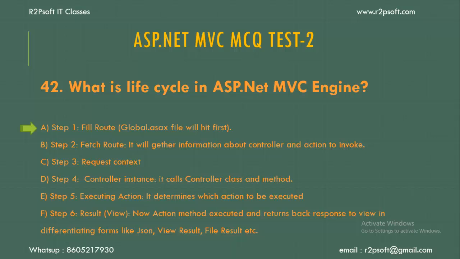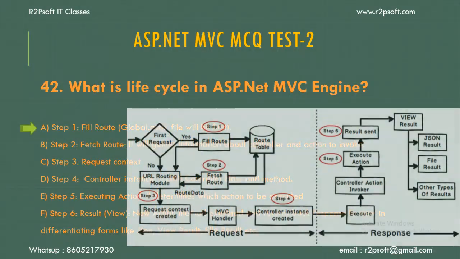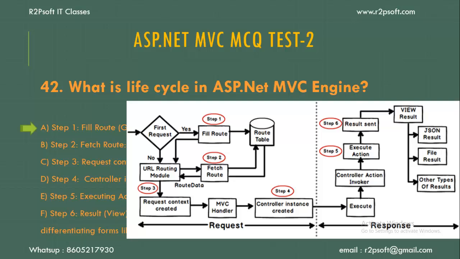Step 6. Result in view. No action method executed and results back response to view in differentiating forms like JSON, view result, file results, etc. Friends, this life cycle is shown in a diagram. Let's understand it first.